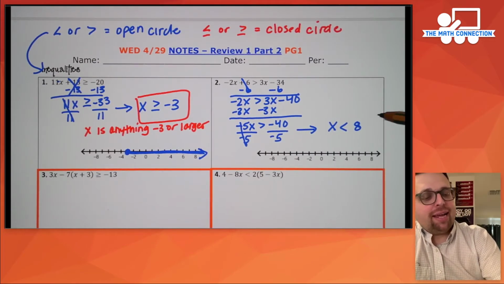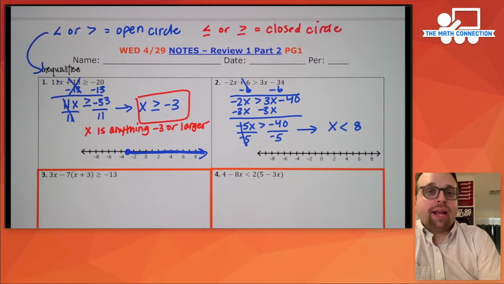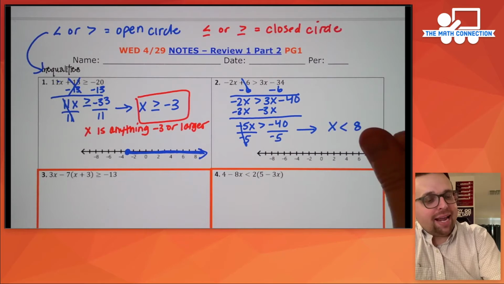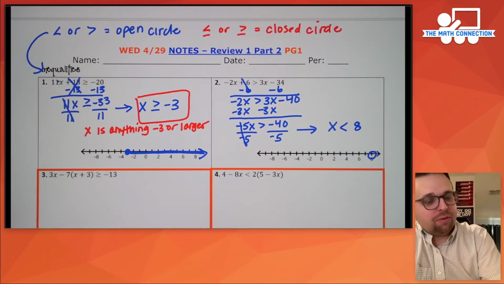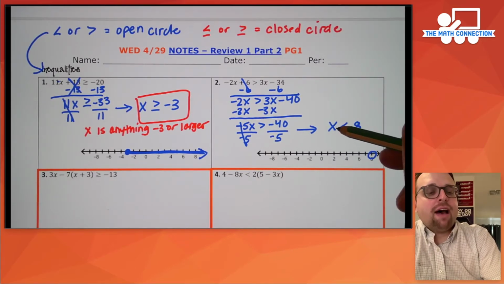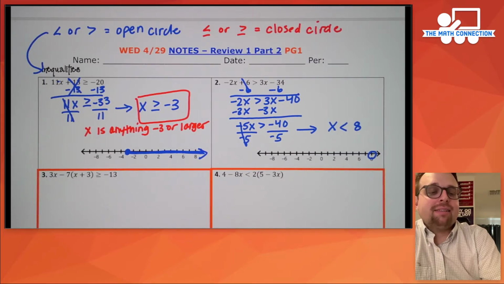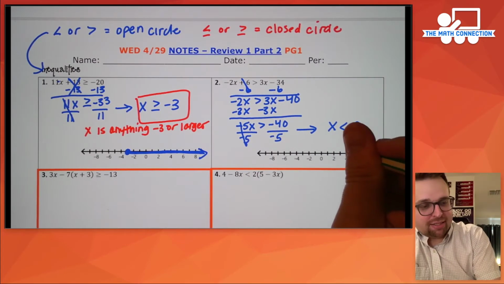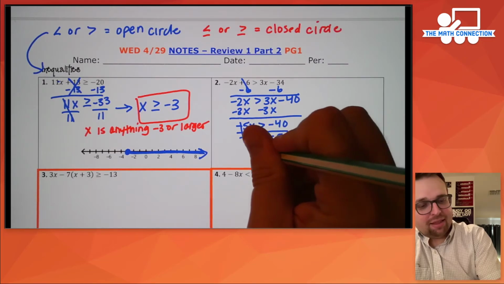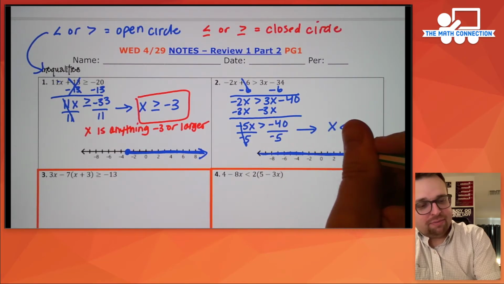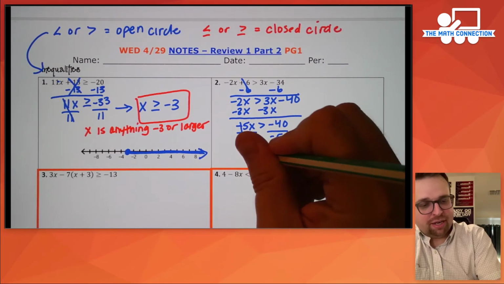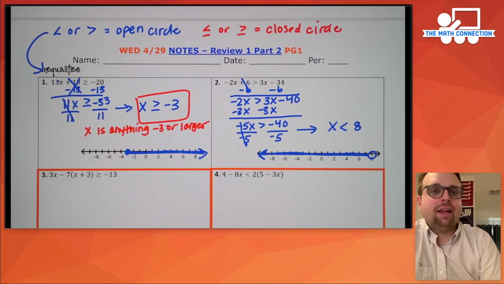So we need to go to 8. Is this going to be an open or a closed circle? It's going to be open because this is less than. It's not less than or equal to. So at 8, we're going to draw an open circle. And then since the value of x can be anything less than 8, the shading is going to go to the left because it can be anything of these values over here on this side all the way to infinity because all these values are less than 8. Okay.